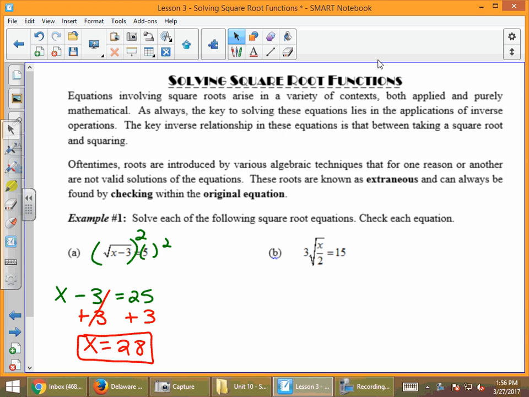Alright, so recap for the video. We want to solve for x, but x is trapped underneath the radical. So the opposite of square rooting is squaring. So we square both sides to get rid of it. We're left with what's just underneath, so x minus 3. 5 squared is 25. Solve for x to get 28.